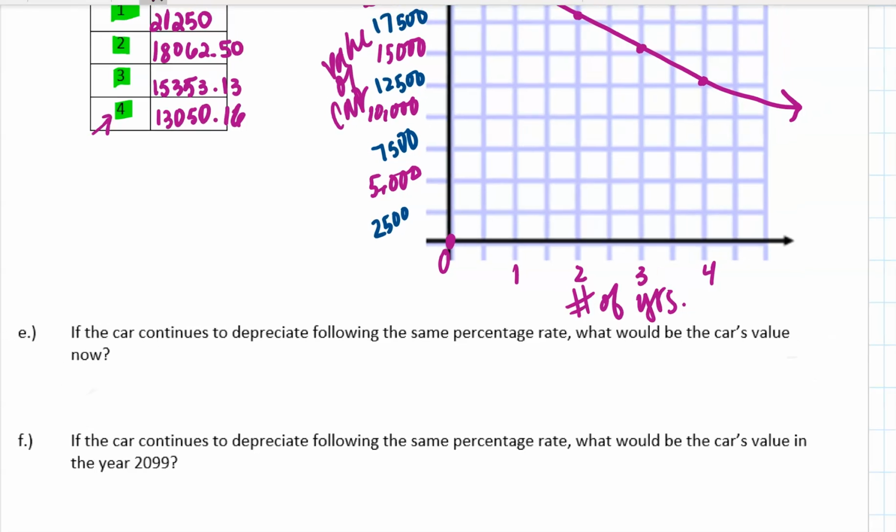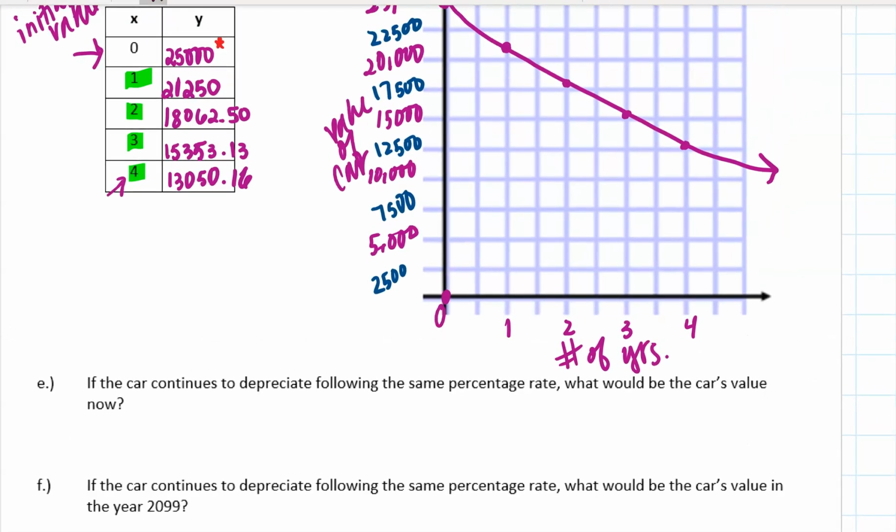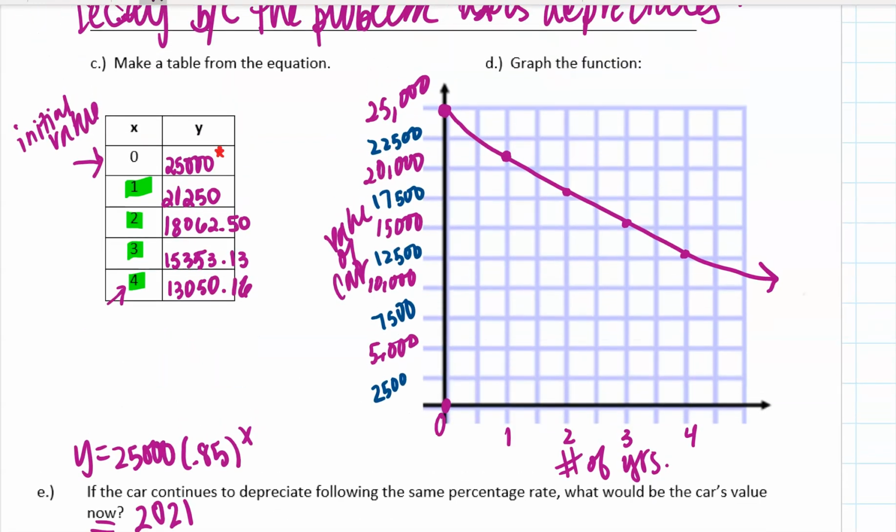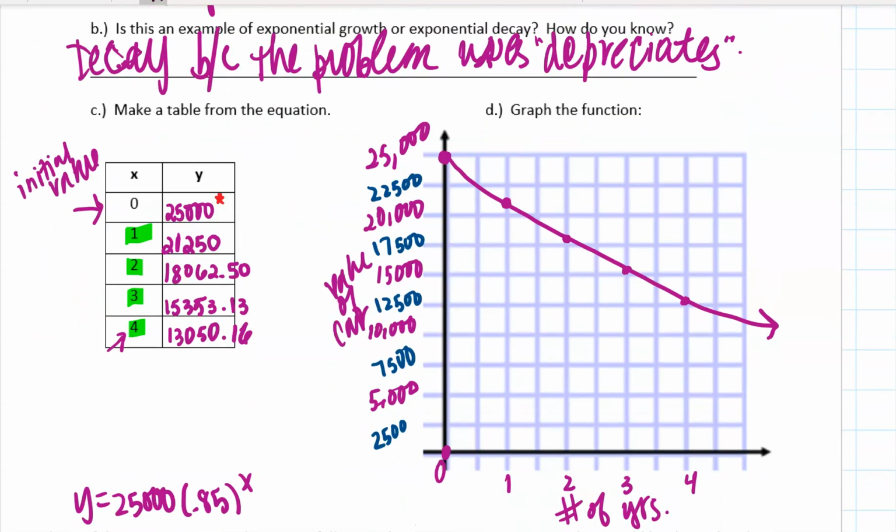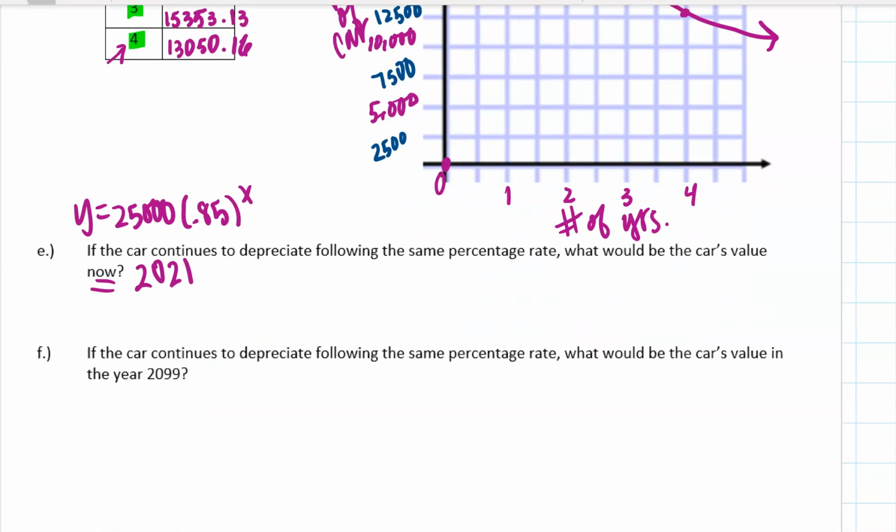So then now part E, if the car continues to depreciate following the same percentage rate, what would the car's value be now? Okay, so our equation, I'll just write it down here so I don't have to scroll up. So this was our equation. Okay, and so it's asking for now. So now is 2021. This problem started us at 2005.